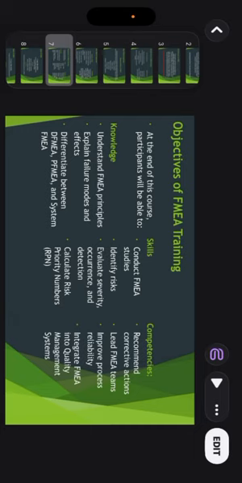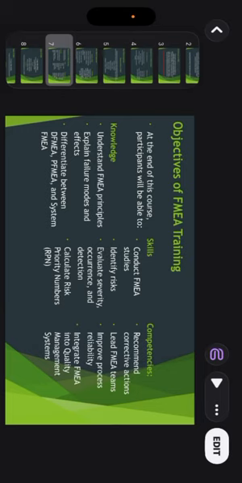The other thing you're going to know is to explain failure modes and effects, and differentiate between DFMEA, PFMEA, and FMEA. Skills you're going to have: conduct FMEA studies, identify risk, evaluate severity, occurrence and detection, calculate risk priority number, RPN. You should be able to do that. Recommend corrective action, lead an FMEA team, improve process reliability, integrate FMEA into the quality management system.